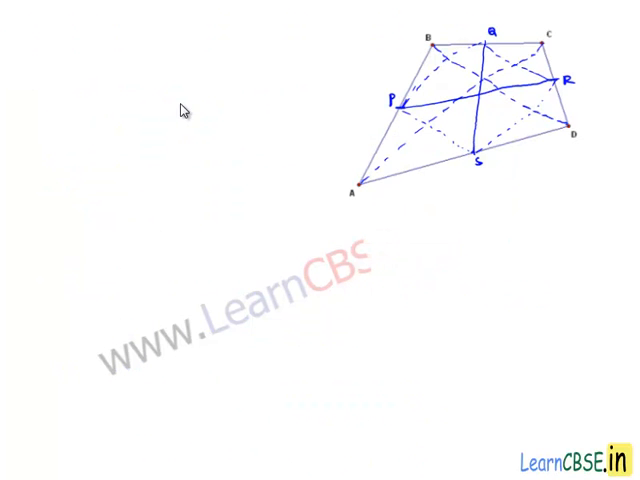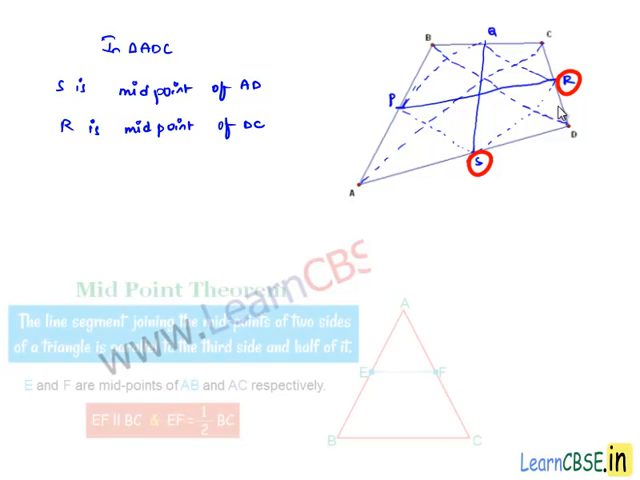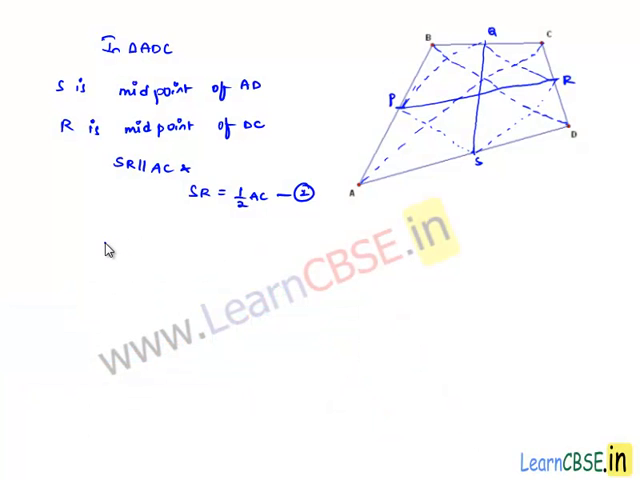Now similarly, if we consider triangle ADC, S is midpoint of AD and R is midpoint of DC. Now as S is midpoint of AD and R is midpoint of DC, by midpoint theorem we can say that SR is parallel to AC and SR is equal to half times AC. Let it be as second statement. Now by first statement and second statement we can say that PQ is parallel to SR and PQ is equal to SR.